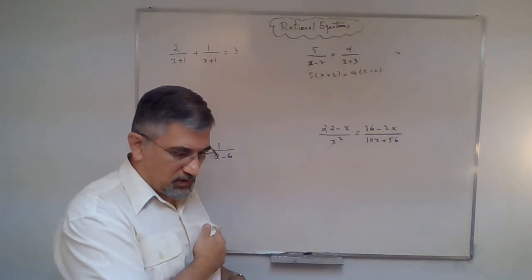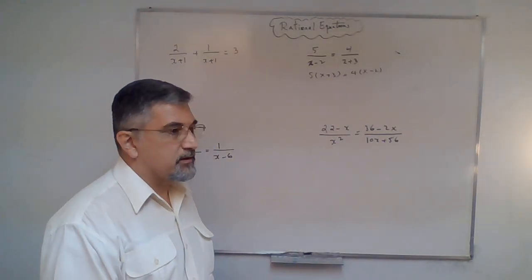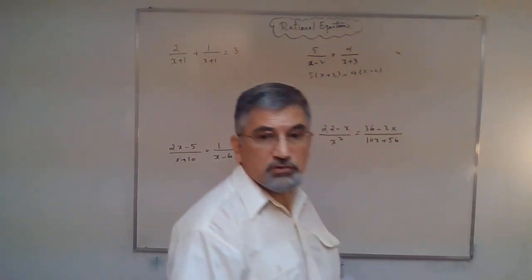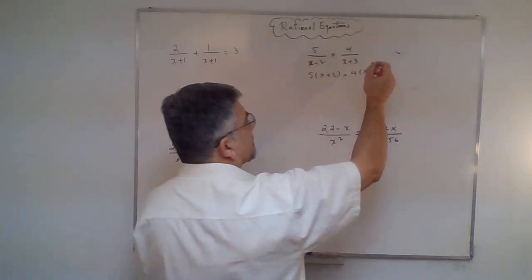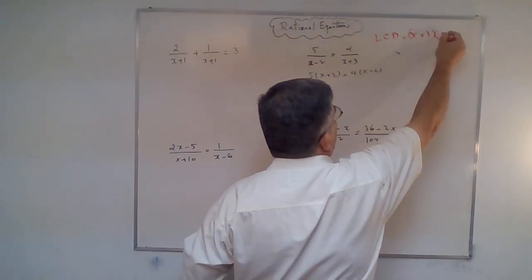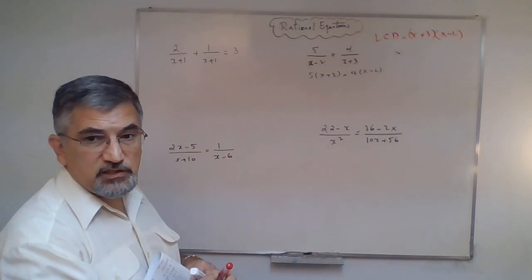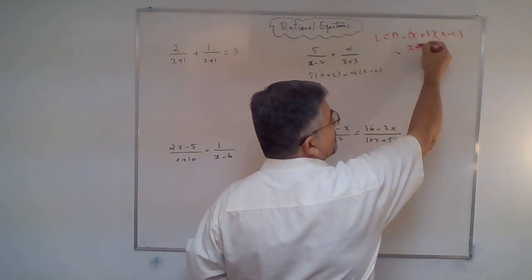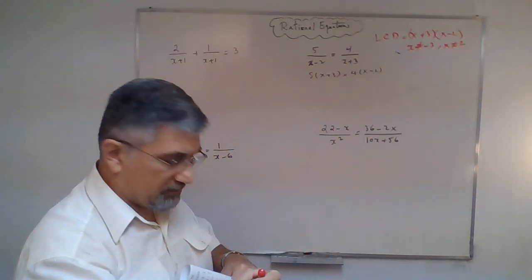What we're actually doing here is multiplying both sides of the equation by the LCD, the lowest common denominator. Between the two denominators, the LCD is x plus 3 times x minus 2. So we are multiplying both sides by this LCD with the assumption that x is not equal to negative 3 and x is not equal to 2. Those are the roots of the denominator.